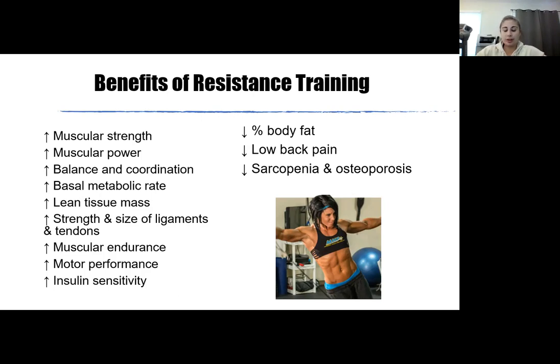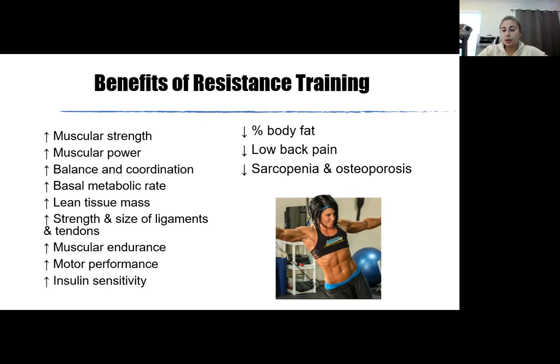Our muscular endurance increases. Our motor performance even increases. Also helps with insulin sensitivity. So resistance training can actually help with managing diabetes. I'm not going to go into detail of that. I hope you probably have learned that in another class. And it can decrease body fat percent and also decrease incidence of low back pain.